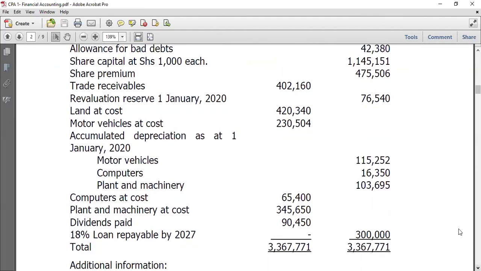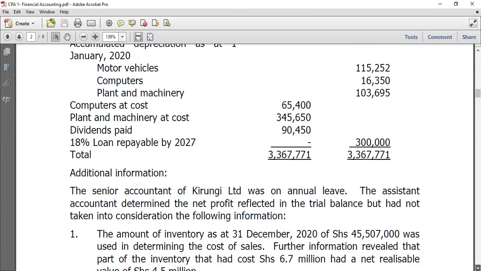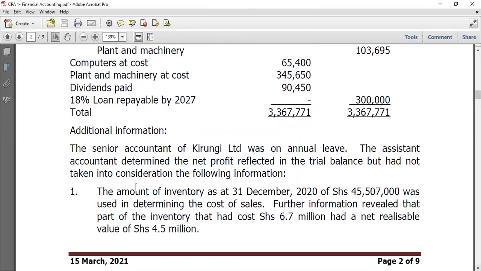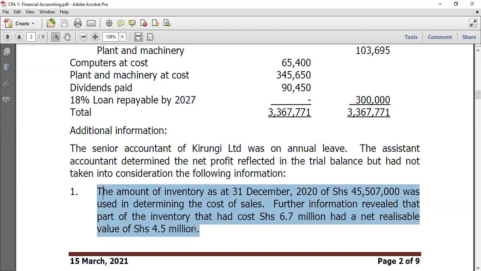Let me proceed. I don't seem to see my opening inventory, so let me go to the additional information and see what is there. You see what they say: the senior accountant of Kilunji Limited was on leave. The assistant accountant determined the net profit reflected in the trial balance, but had not taken into consideration the following things. This is where the examiner wants to test you on inventory, IAS 2.